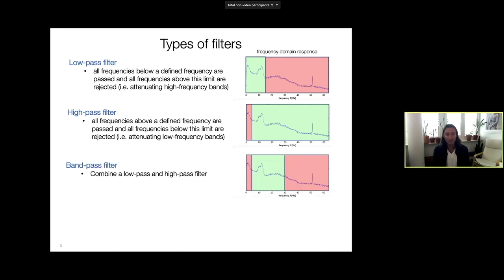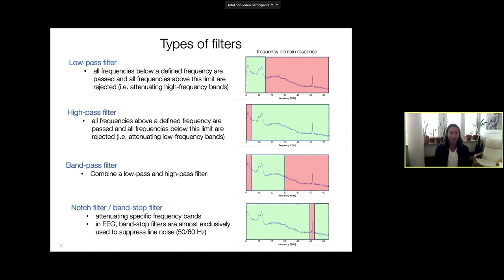And then we have band-pass filters, which combine low-pass and high-pass filters, and we have notch filters or stop band filters, which attenuate specific frequency bands. In EEG, band-stop filters are almost exclusively used to suppress power line noise, which is at 50 or 60 hertz, depending on where you live. In the talk, I will show that filters and notch filters should actually be substituted by newer methods.